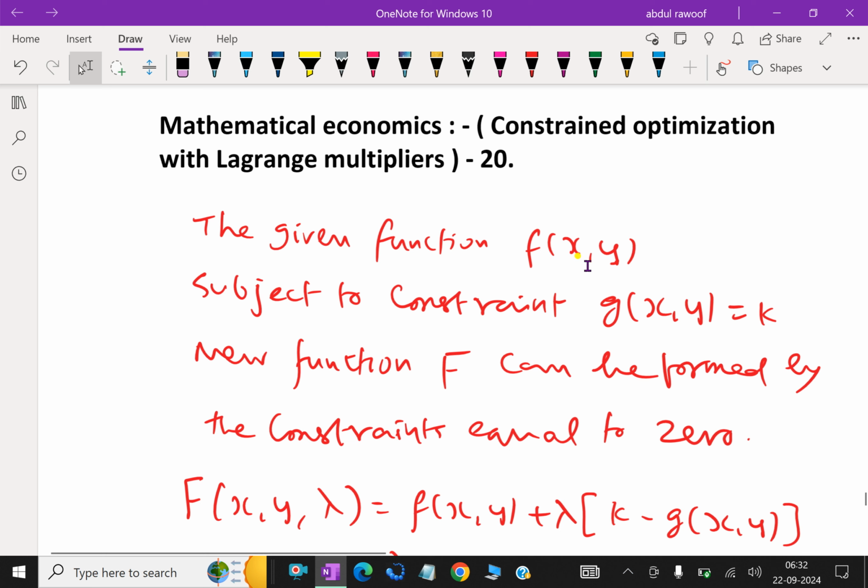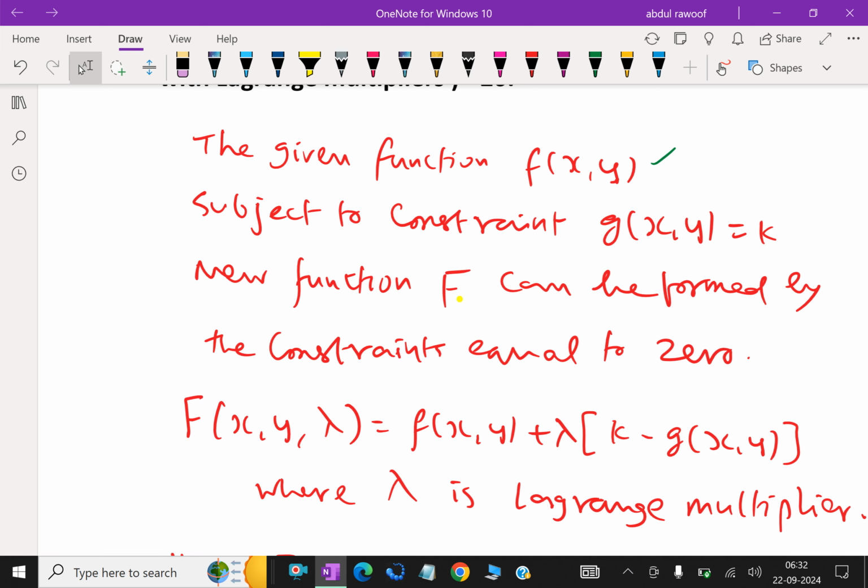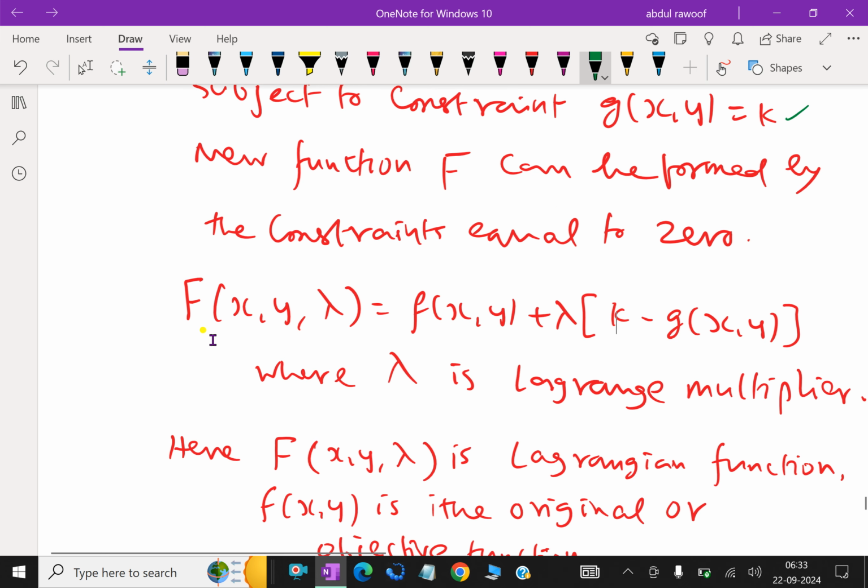Look at here, the given function is f of x comma y, subject to the constraint equation g of x, y equal to k. A new function can be formed by setting the constraint equal to 0. That means k minus g of x, y equals 0, and that is substituted here. Therefore, we get f of x, y, lambda equal to f of x, y plus lambda times k minus g of x, y, where lambda is the Lagrange multiplier.